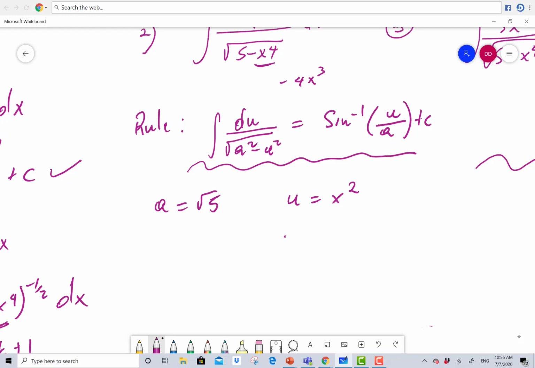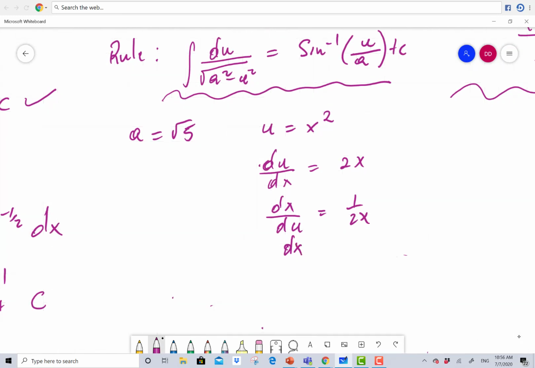Now, if I differentiate this, this is going to be du with respect to x, du/dx, equal to 2x. If I flip this, it's going to be dx over du equal to 1 over 2x. So my dx is simply going to be equal to du over 2x.